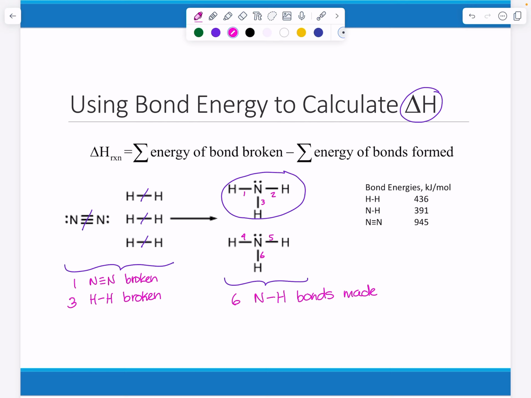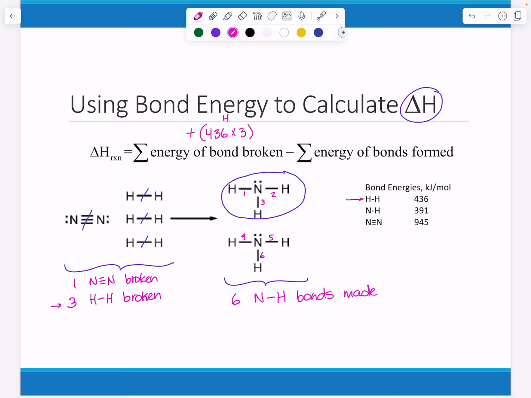So let's add those up. The bond energy for hydrogen-hydrogen is going to be 436, and we're going to multiply that by 3 because we've got 3 bonds. Okay, so that is accounting for our hydrogen. And this sigma here means we're summing things, we're adding them up.